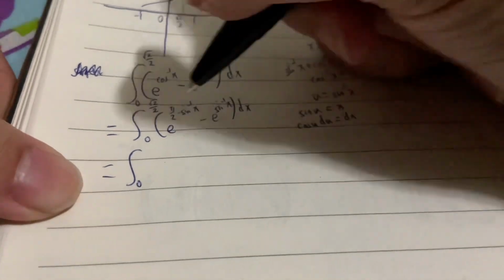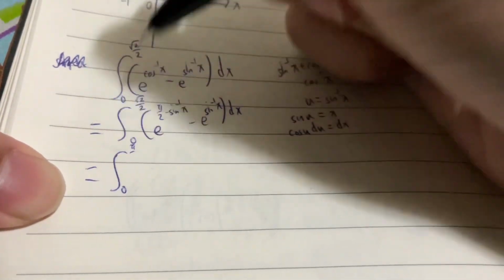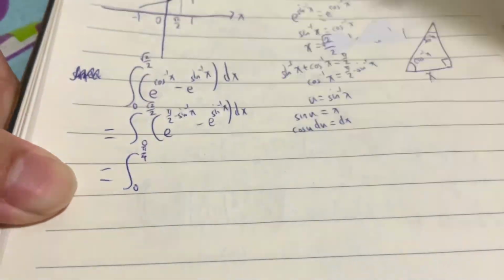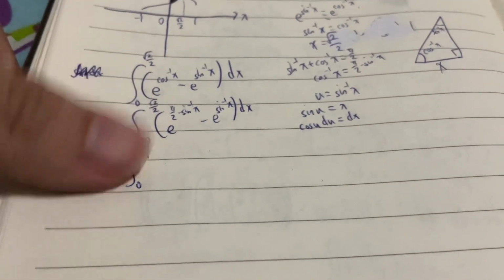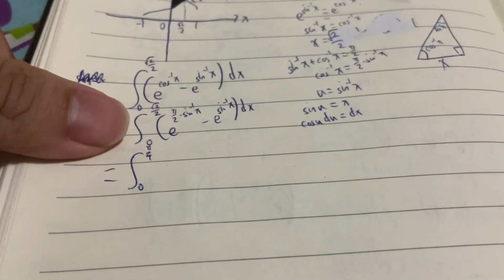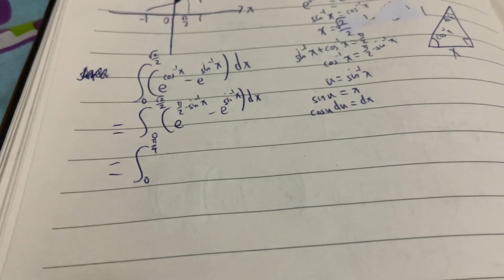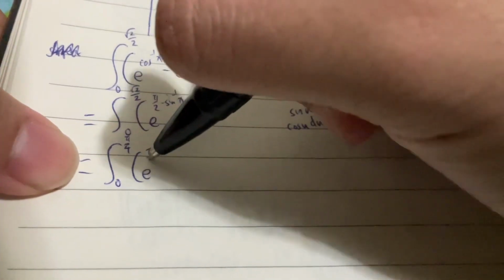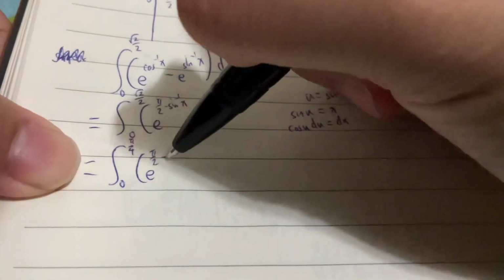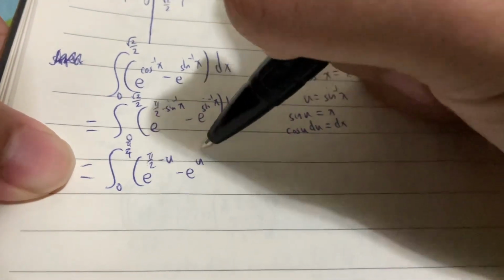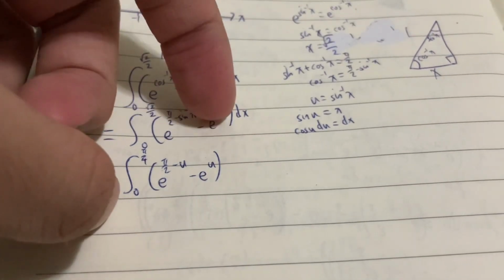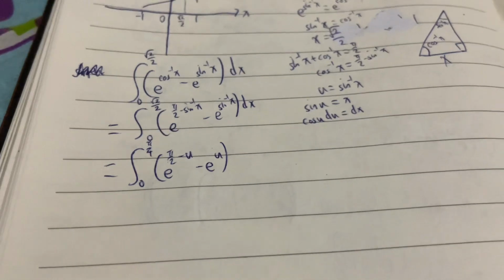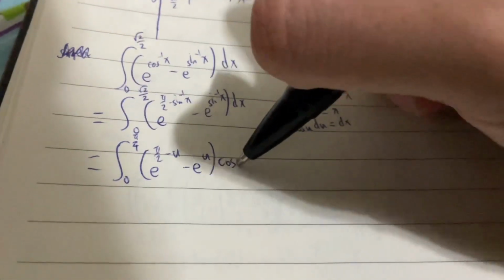It's just pi over 4. Just kidding. Oh no, it's pi over 4. Pi over 4 is the upper limit in the u world. And then we're gonna get e power of pi over 2, and then minus this, right? U minus e power of u, and then multiply by dx, which is cosine u du, so we replace this with cosine u du.